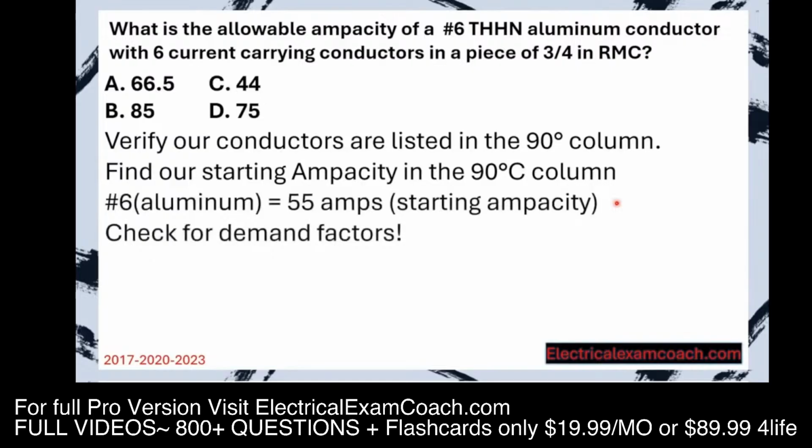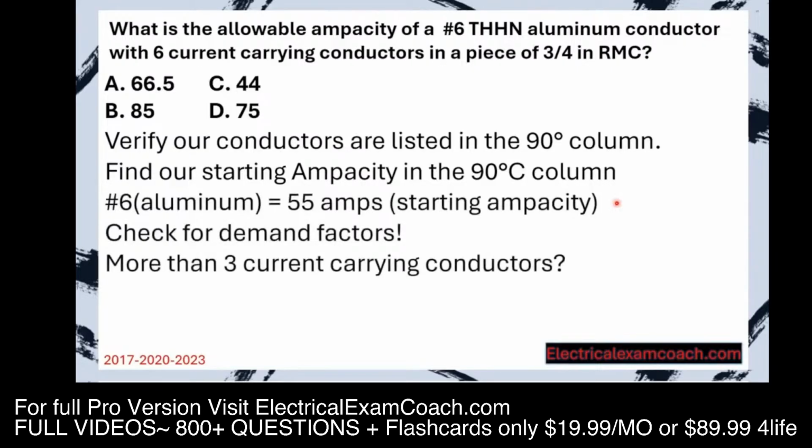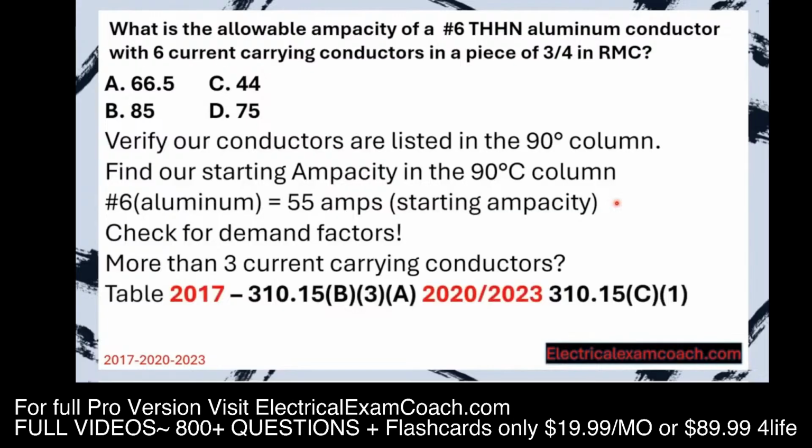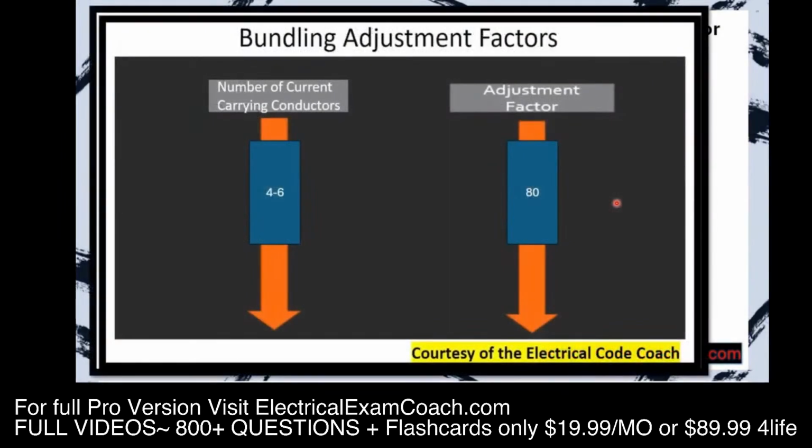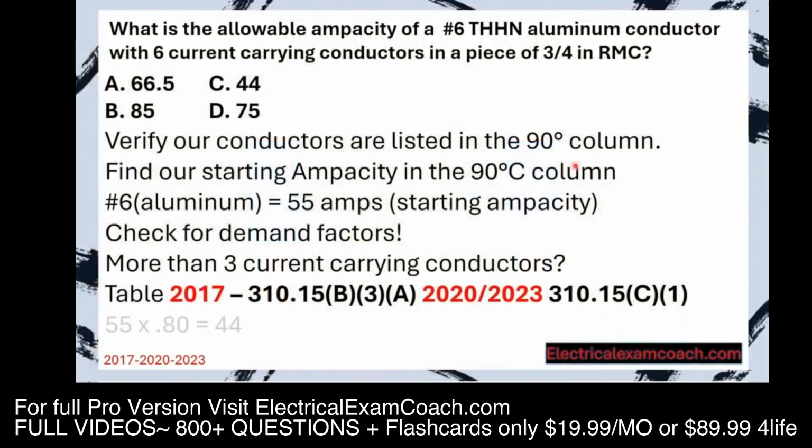But we must check for demand factors. Are there more than 3 current carrying conductors? There sure are. So we're going to head to our bundling adjustment factor table. When we get there, we're going to find our range of conductors. Then we're going to cross over to the demand factor. Now, let's just do the math. We take our starting ampacity multiplied by 0.80, and that gives us a new reduced allowable ampacity of 44 amps. Let's get to it.